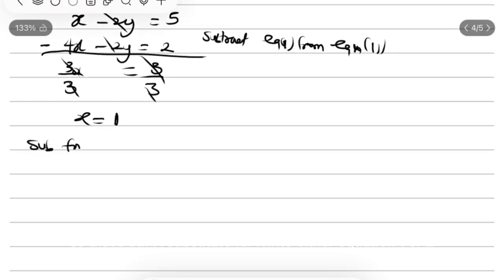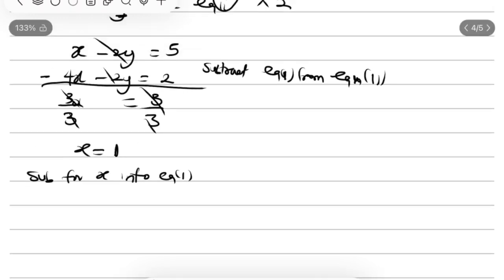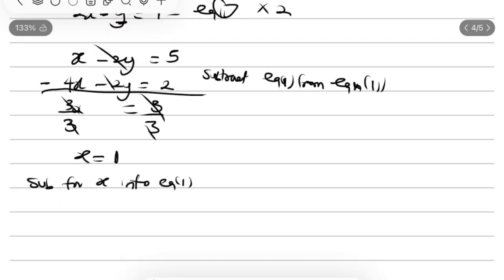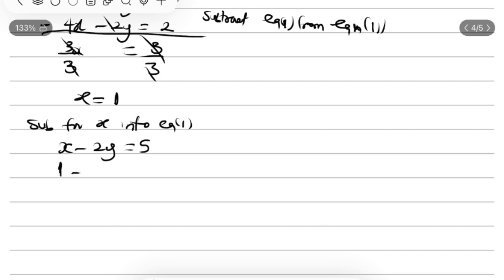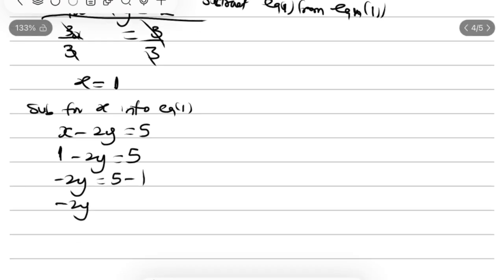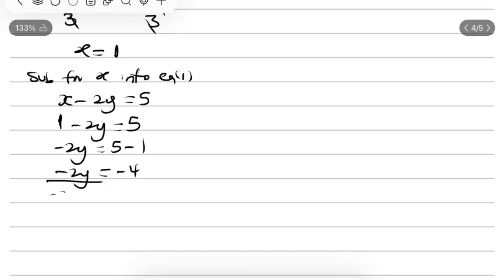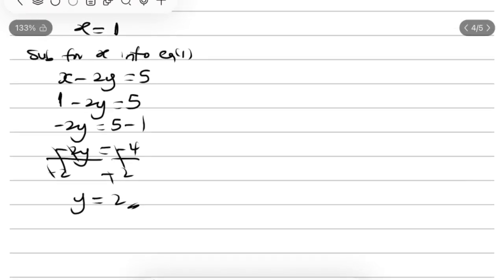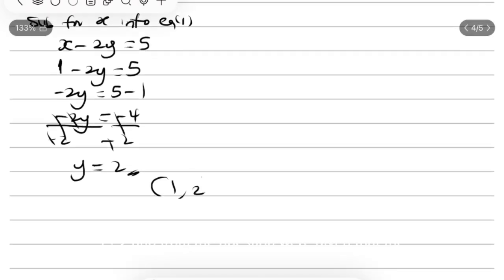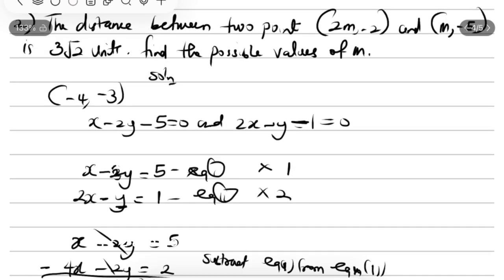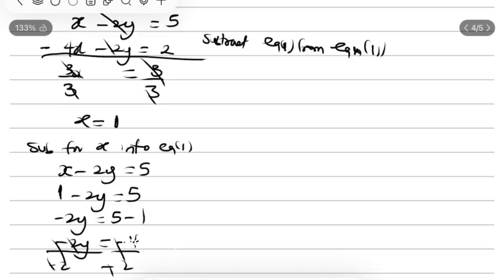So substitute for x into either equation 1 or 2. We're going to substitute into equation 1, which is x minus 2y equals 5. So what do we have now? Since x is 1, that means 1 minus 2y equals 5. Minus 2y equals 5 minus 1. Minus 2y equals minus 4. Minus 2y, this is going to cancel themselves out. y equals 2. So the point of intersection in this case is 1, 2. And from the question, we're given that the first point is minus 4, minus 3.